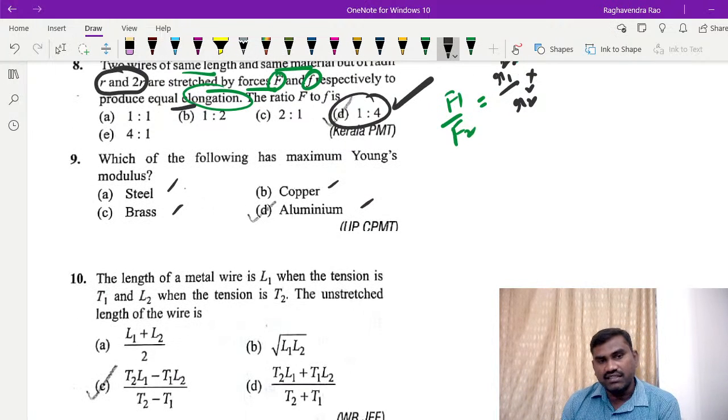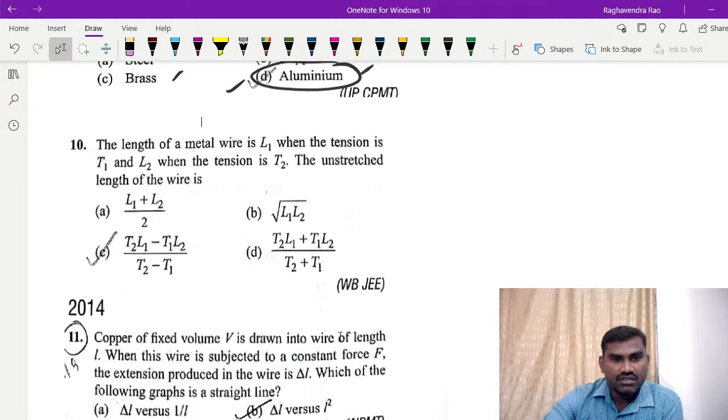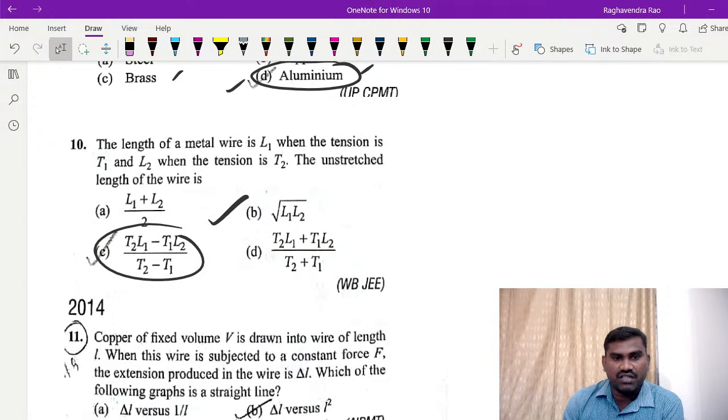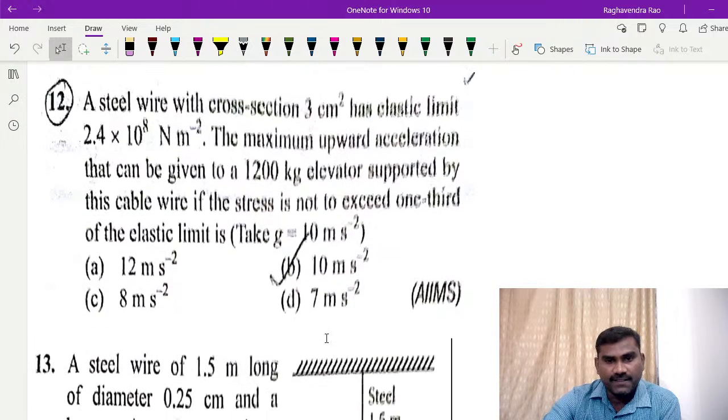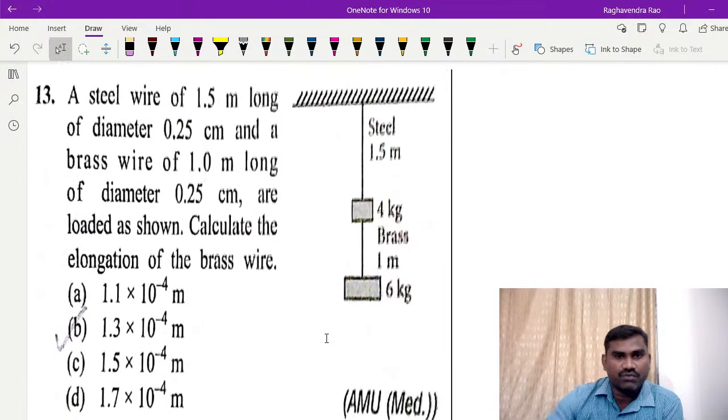Steel is more elastic than rubber. So here aluminum is more elastic. This is the same formula as in the case of natural length, which we already discussed. So these are different, right? This model we also discussed.